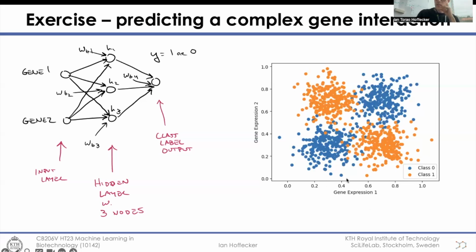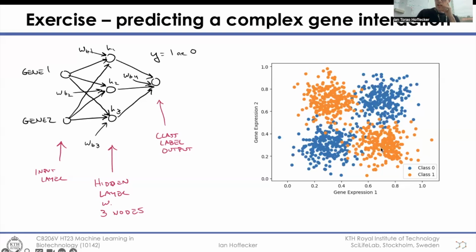So it's not enough just to know gene 1 expression. That alone is not going to tell you if you're class 0 or class 1. You need to know if your gene 1 expression is low and your gene 2 expression is high, in which case you'll be class 1, or is your gene 1 expression low and your gene 2 expression also low, in which case you'd be class 0, or vice versa, you flip them.